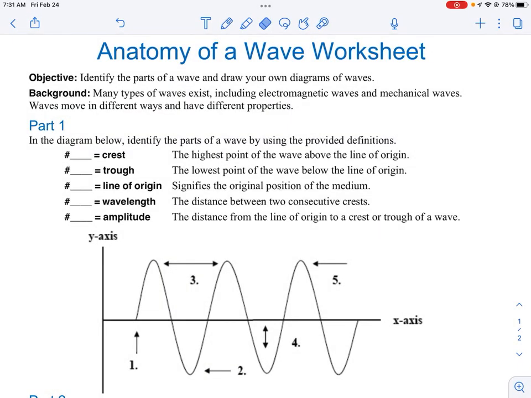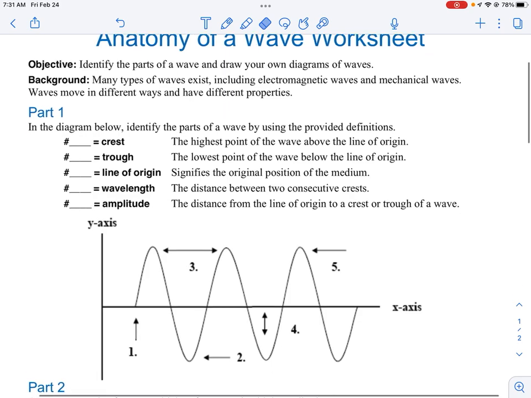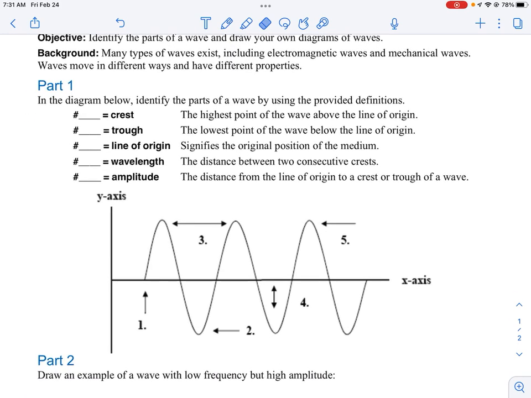Okay, for this video, we're going to talk about the anatomy of a wave. So what are the parts of a wave? And specifically, you can see here we're going to be dealing with transverse waves, okay?